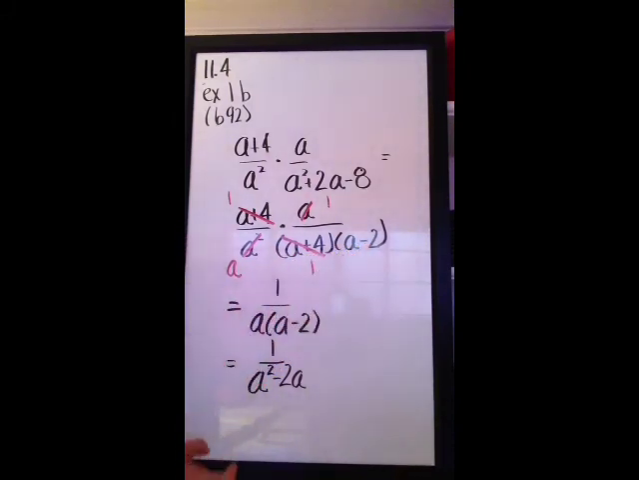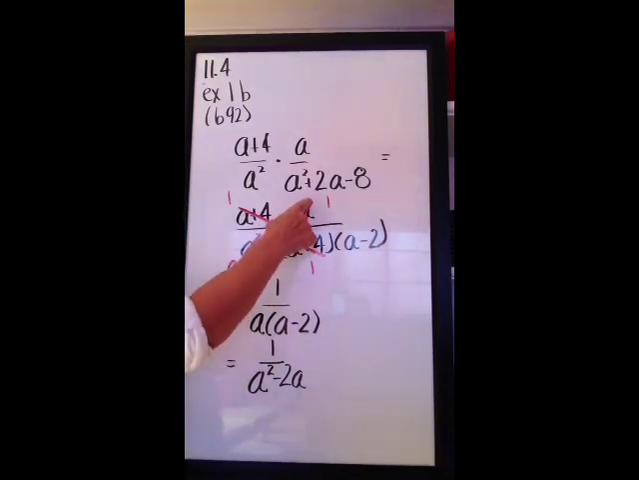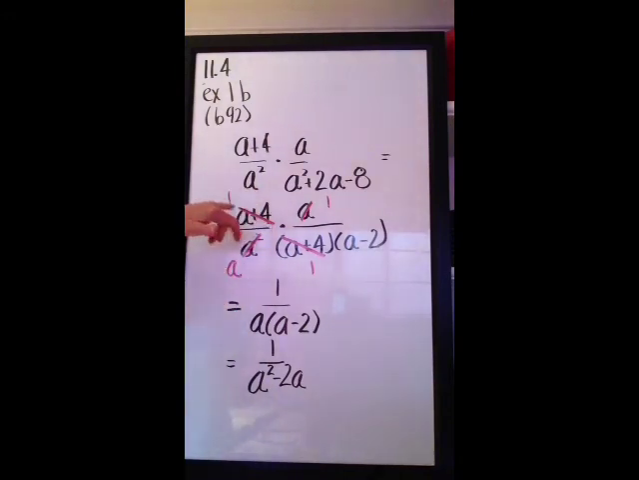Now I can factor out common factors. The a plus 4 will factor out. And I can factor an a out of this a and an a out of this a squared, and I'm left with a. Now I just multiply across. 1 times 1 is 1. A times a minus 2. You can leave this like this. The book has the answers like this, or you can go ahead and multiply.